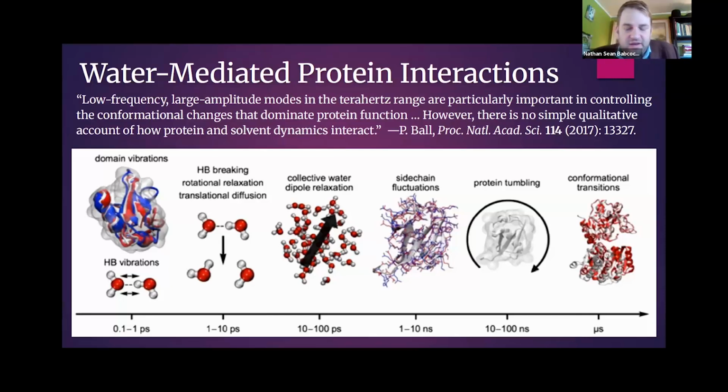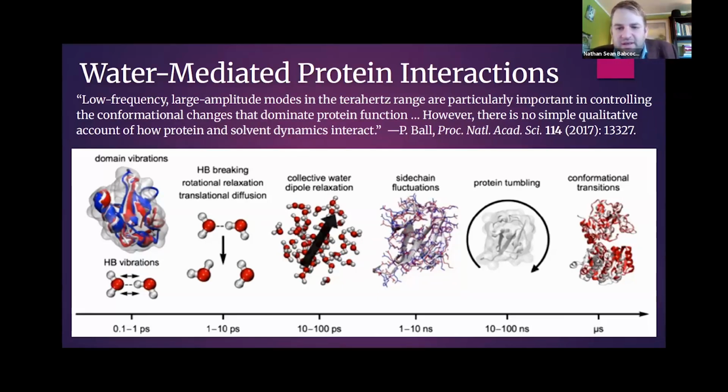It's not unlike the solvent reorganization that I showed is necessary to enable an electron transfer process to occur. Protein tumbling is an order of magnitude longer, and finally, full-scale conformational transitions, allosteric transformations in a protein, for example, might take an order of microseconds.